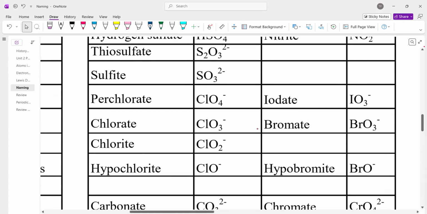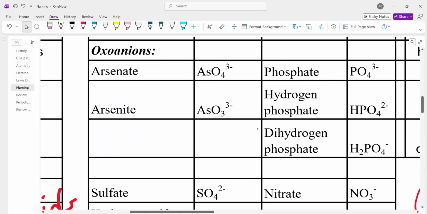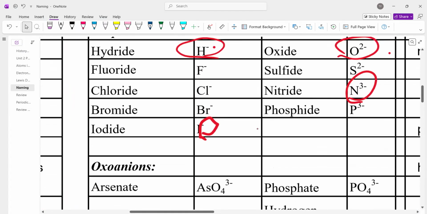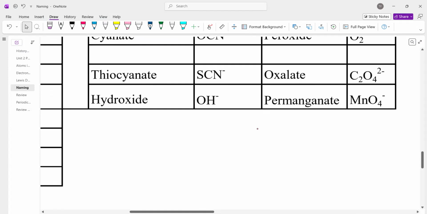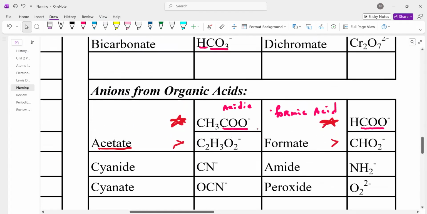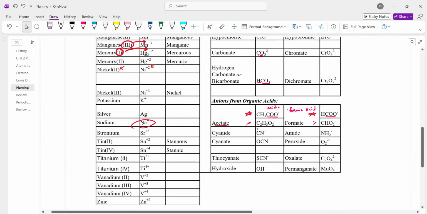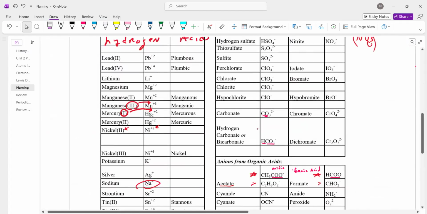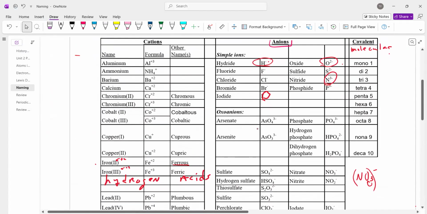Okay, and then I think there's one more. I guess that's the only one on here. Okay, anyway, so that's clarification. Another clarification on this is over here on the left, the cations. Now you'll notice some of them have multiple names. Some of them, not all of them.